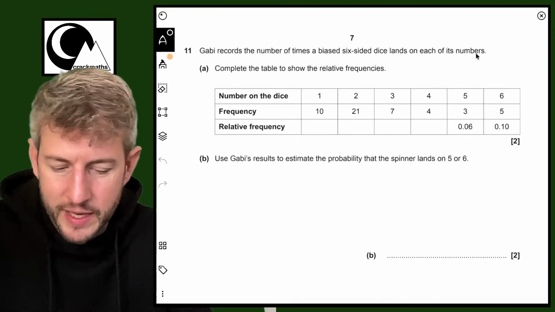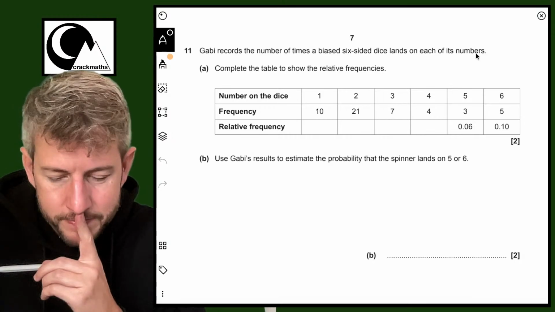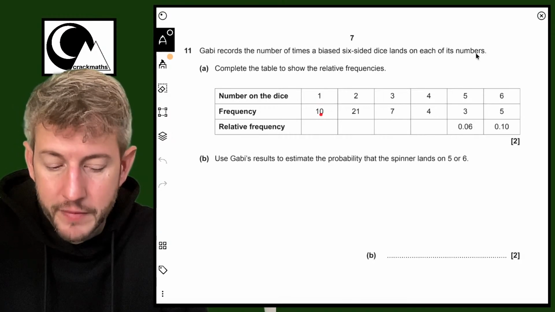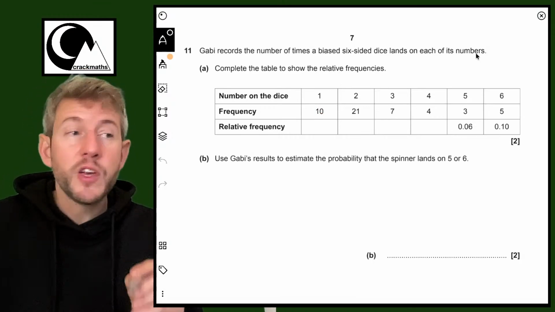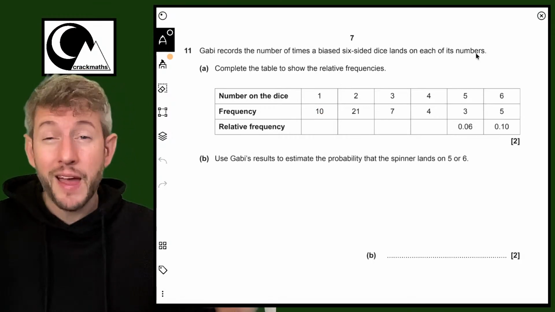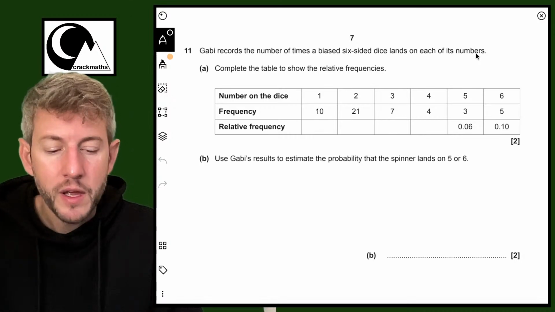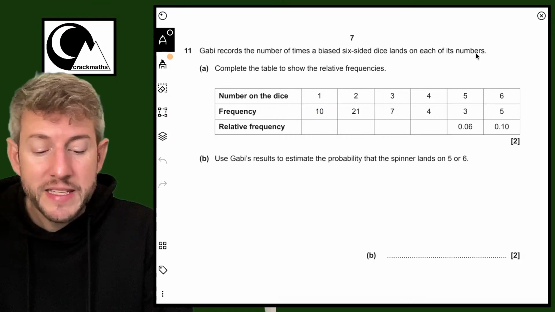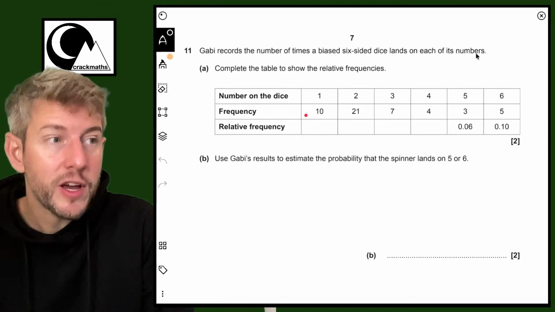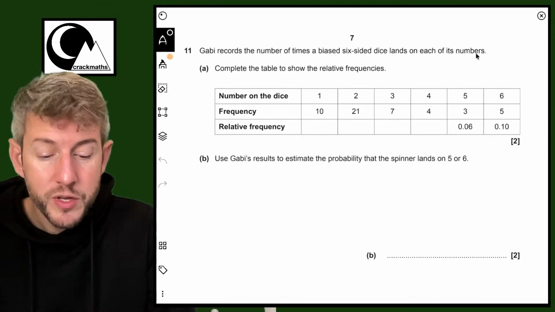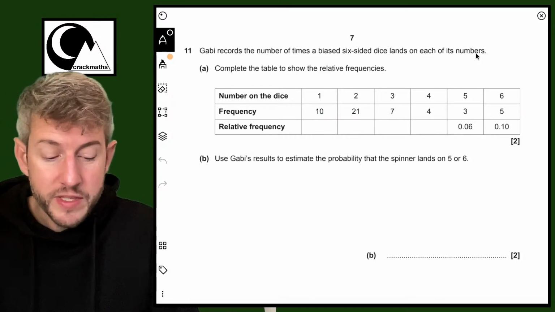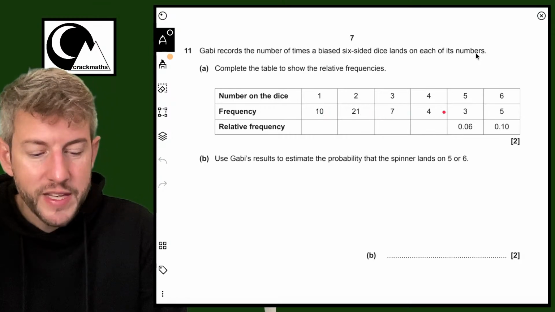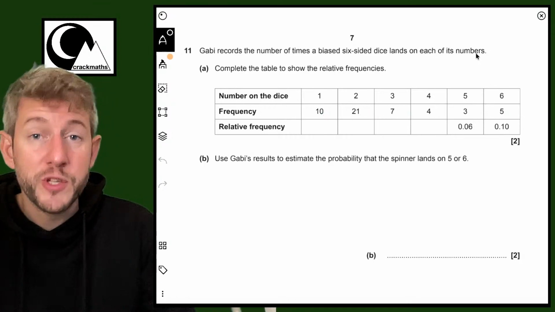Let's have 1 second. So, number on the dice, 1. Frequency, 10. The relative frequency is the probability that it lands on that number. So what it means is, currently, the probability that it lands on these is how many times it landed on these out of the total frequency. So the first thing we need to do is work out what the total frequency is for how many times she rolled this dice.